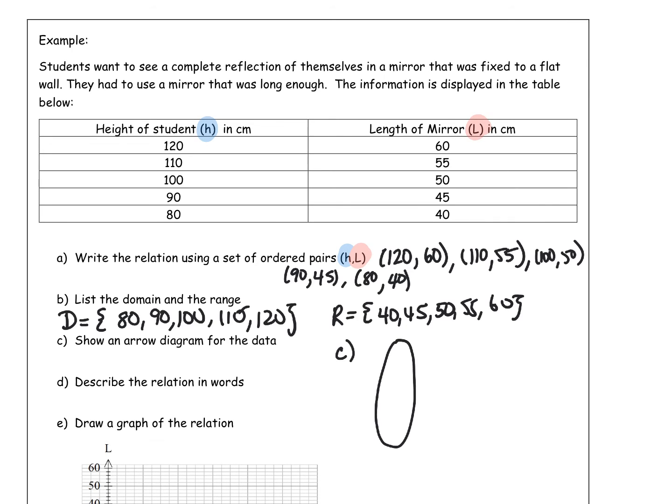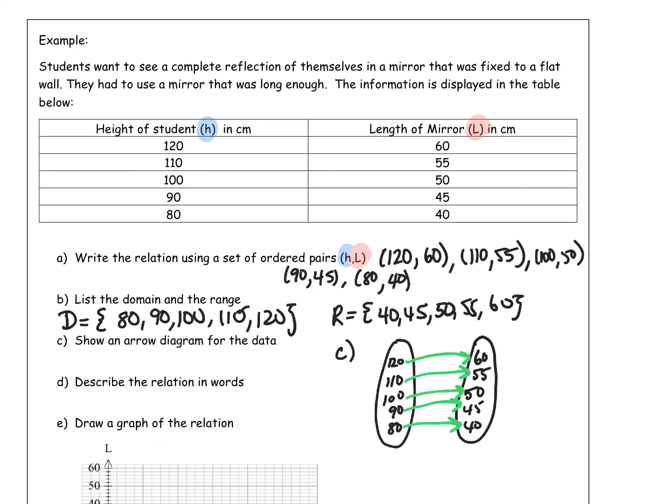The arrow diagram, we take basically a little oval for each of them. In the first oval, we put our X values, or our domain, which is 120, 110, 100, 90, 80. And in the second one, we put our Y values, or our range: 60, 55, 50, 45, 40. And then we just draw an arrow showing that 120 is paired with 60. This one's fairly self-explanatory because each number goes to the one that's directly across from it. We'll see some in a little bit that are not quite so simple.